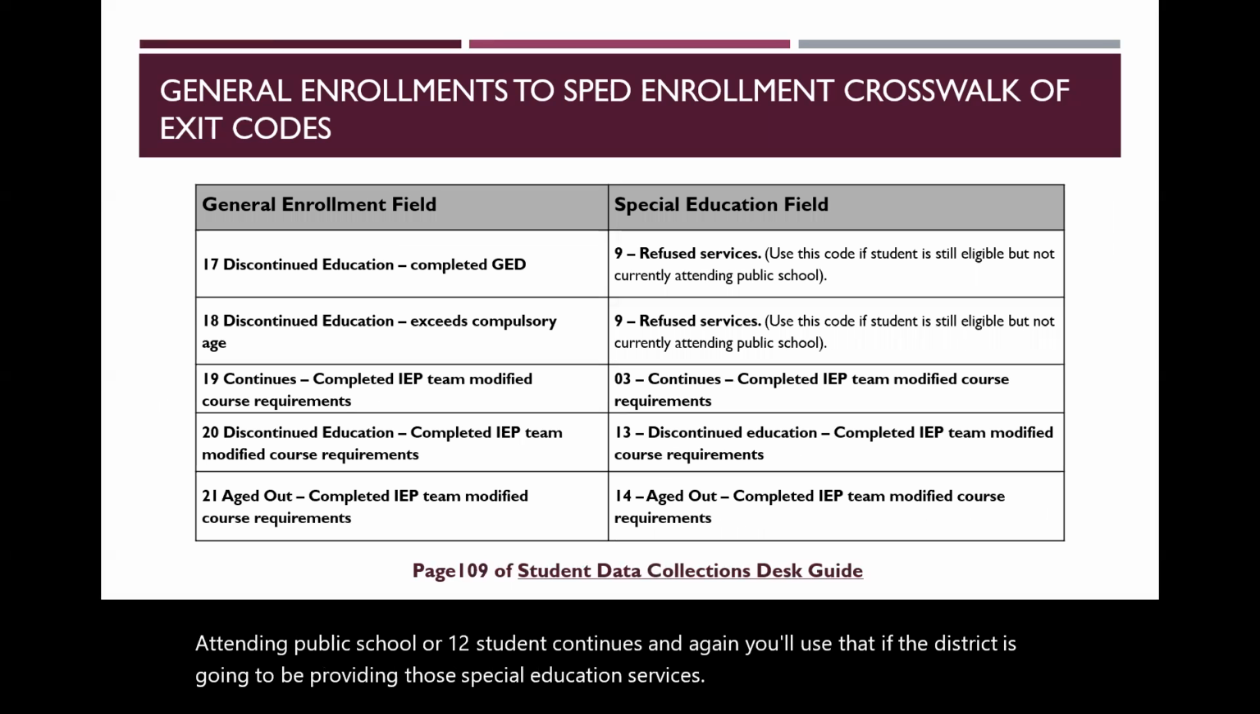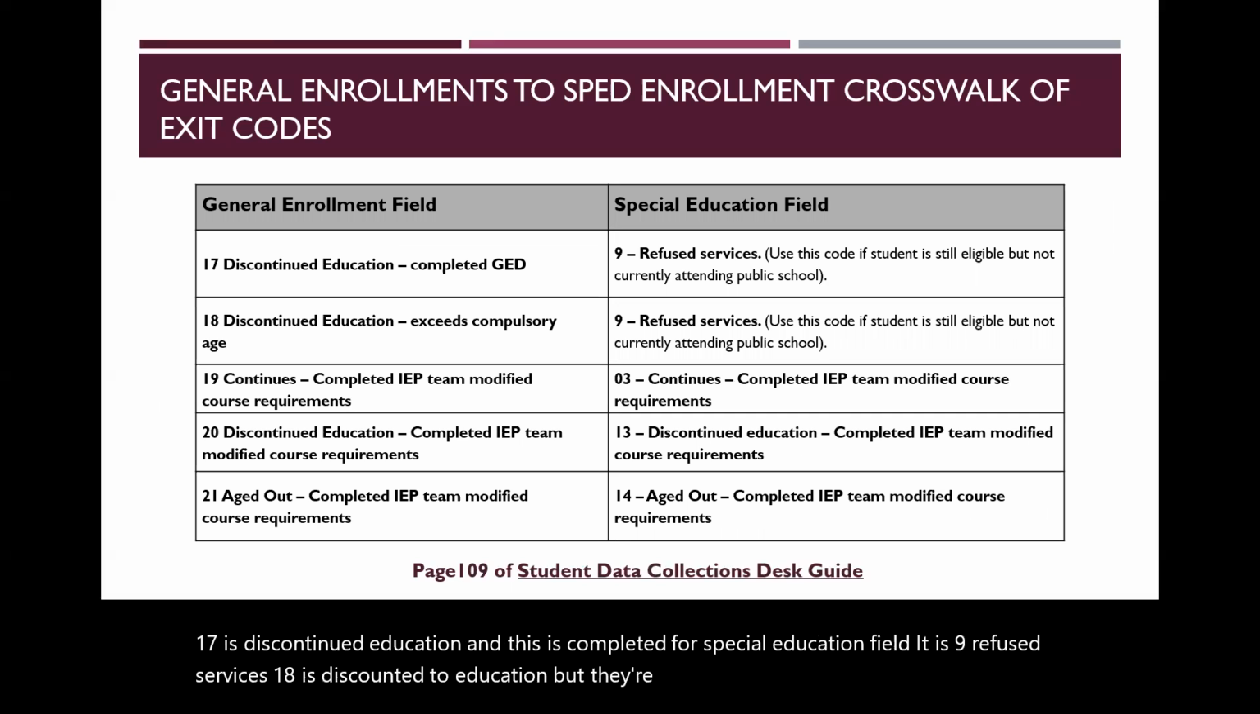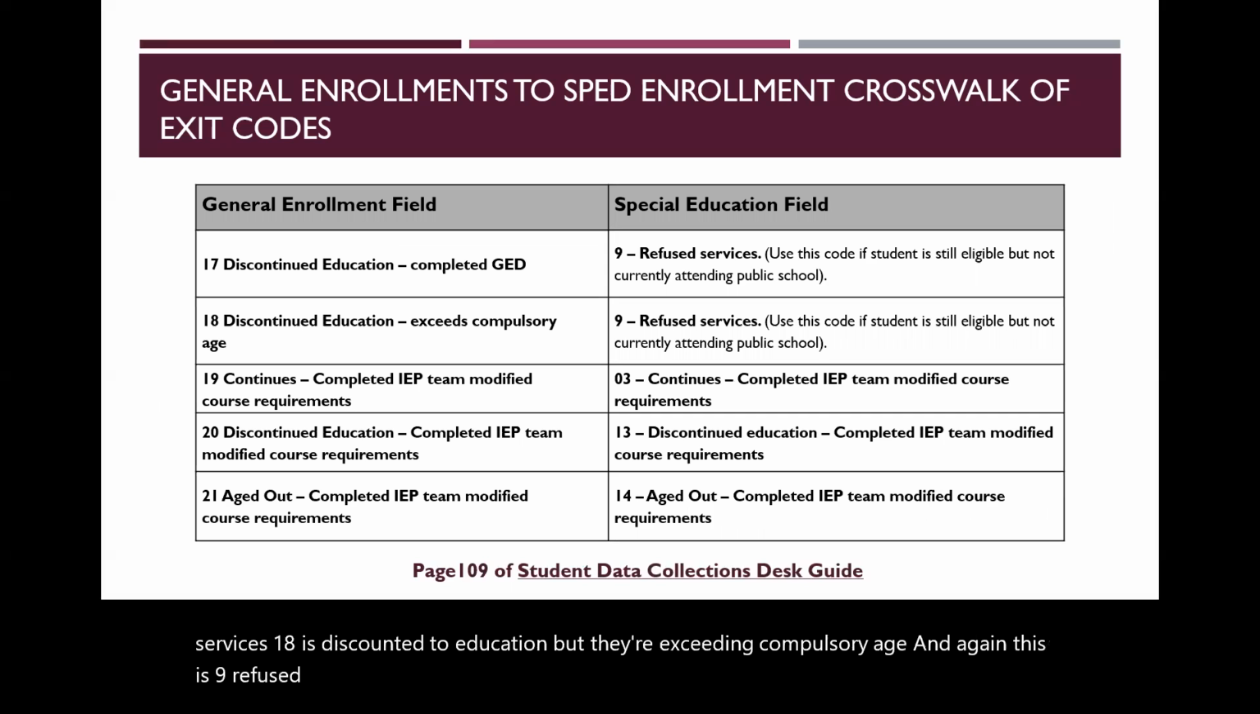17 is discontinued education, and this is completed GED. For special education field, it is 9, refused services. 18 is discontinued education, but they're exceeding compulsory age. And again, this is 9, refused services. Again, you're going to use this code if the student is eligible, but they're not currently attending public school.